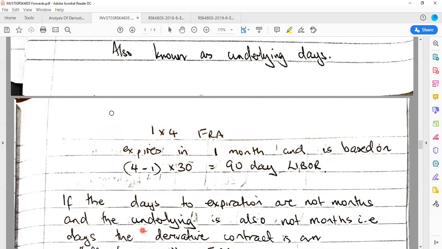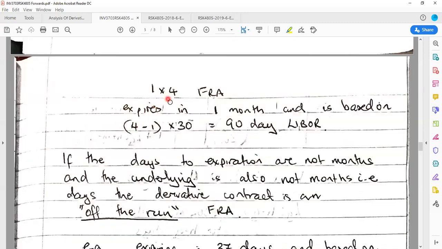It's not always that the days to expiry are in months, where we can multiply by 30 and get 90 days or 180 days or 60 days and so forth. If the days to expiration are not months, let's say they say that the contract is expiring in 27 days and you want to borrow or lend for 134 days.